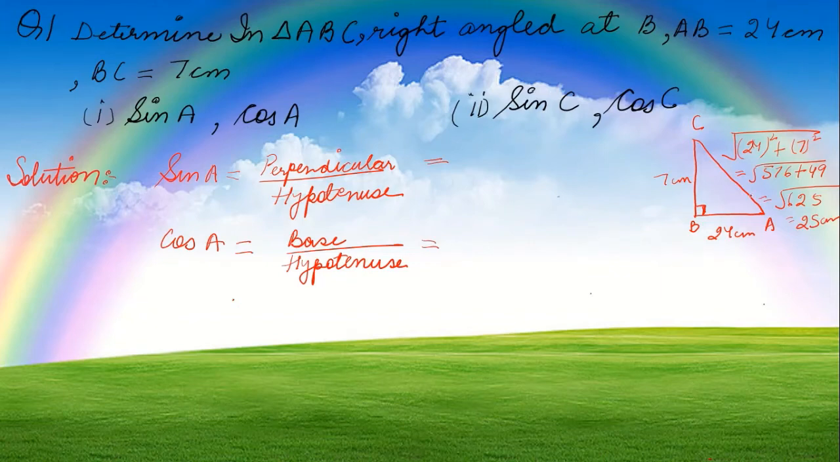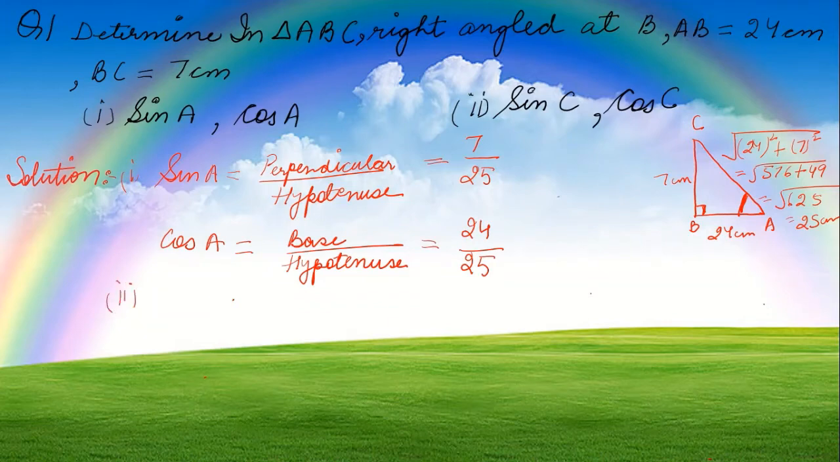So you can do like this. Sin A is perpendicular upon hypotenuse. Perpendicular is 7 and hypotenuse is AC, that is 25. Now cos A is base. Its base is 24 and hypotenuse is 25. Okay. Now the second part is, this was your first part.